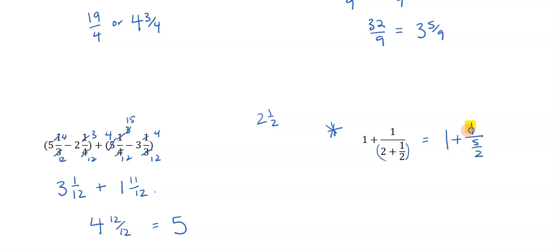Now I need to do this division before I add. 1 divided by 5 over 2. What's 1 divided by 5 over 2? Let's look at this. 1 divided by 5 over 2 is the same as multiplying by the reciprocal, which is 1 times 2 over 5. Well, that just equals 2 over 5. So this is going to be the same as 1 plus 2 over 5, right? And now 1 plus 2 over 5, well, that's just a mixed fraction. That's the same as 1 and 2/5. And we can just leave it like that, 1 and 2/5. And that's your final answer there.